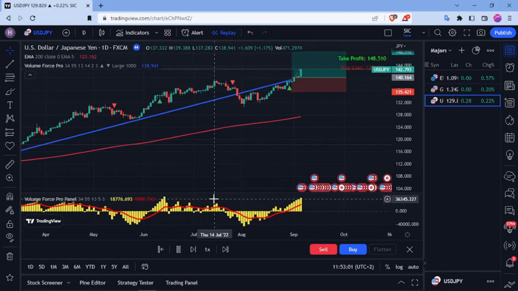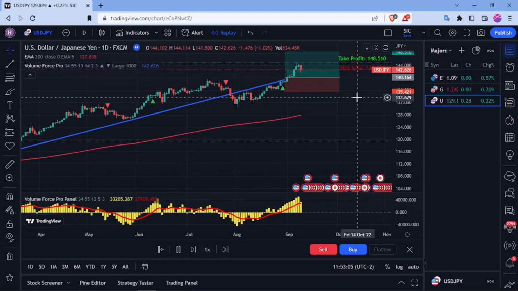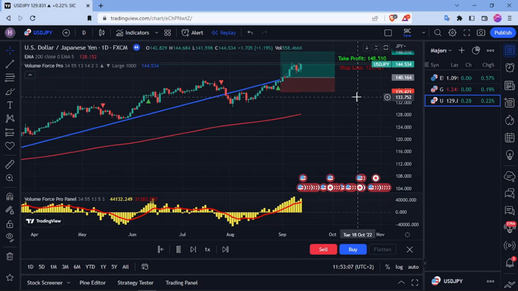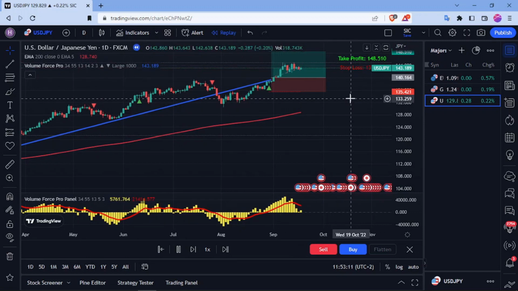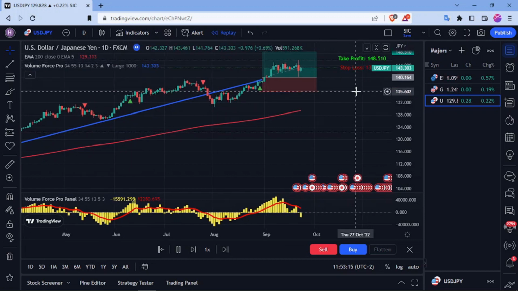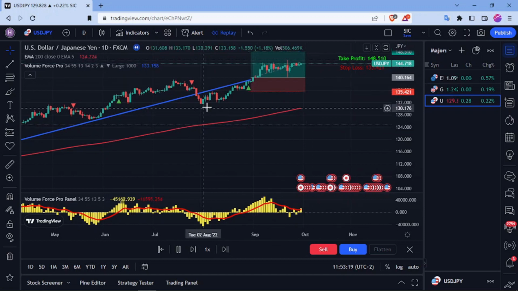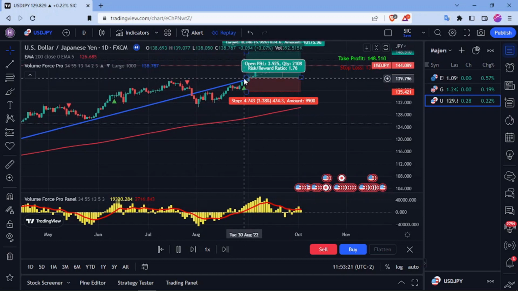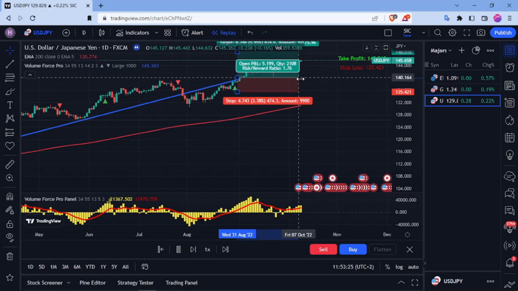Let's fast forward a bit and see what happens with this buy trade. As you will see, the Volume Force Pro indicator pre-empted an external breakout. So you'll see that price is now trending in our direction of buy, and we are gathering some lovely pips. This is all done with only a simple moving average and the Volume Force Pro.